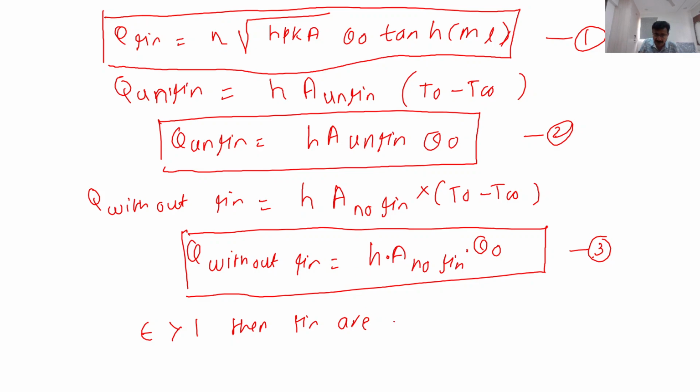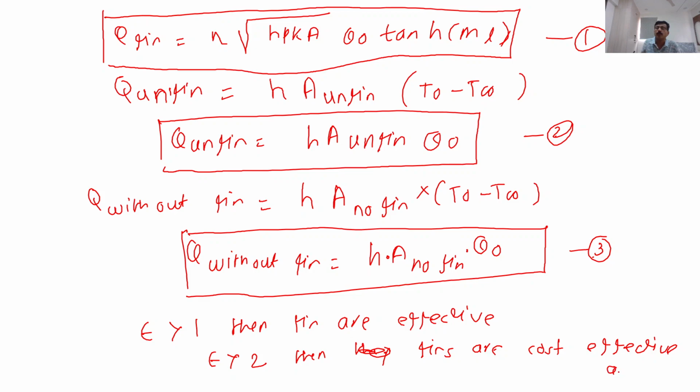So fins are effective when numerator is greater than denominator, that is Q with fin is greater than Q without fin. After fitting the fin versus before fitting the fin, if the heat transfer rate is increasing, then fins are effective. So epsilon needs to be greater than 1, and if epsilon is greater than 2, then fins are effective, but then fins are cost effective also. Anything greater than 1 is effective, and greater than 2 means fins are cost effective also.